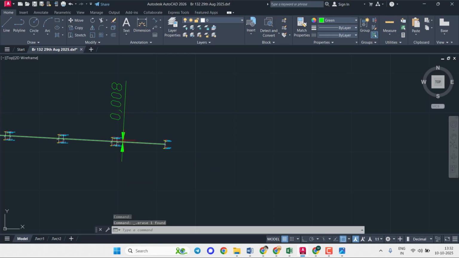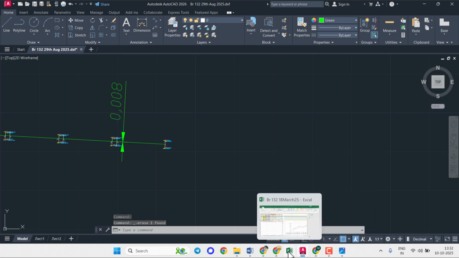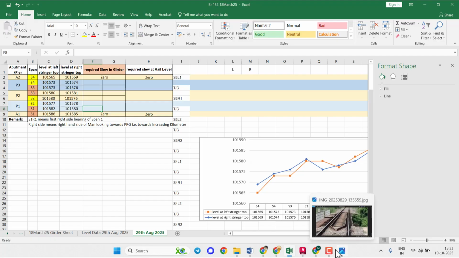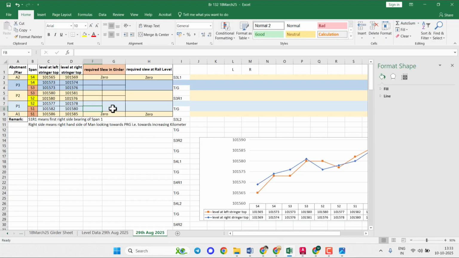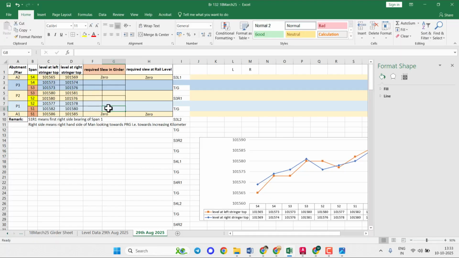So what value are we getting is S1 L1. This is the first part of S1, and its required sleeve is towards right, and that value is 8 mm to right, so it will become 8 mm to right.